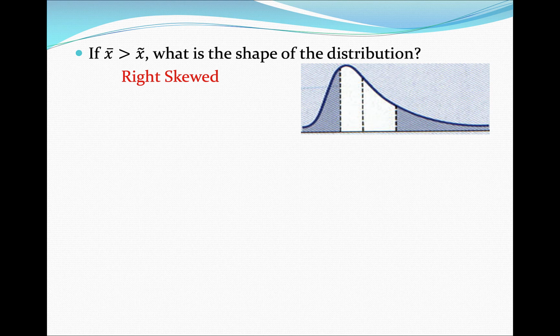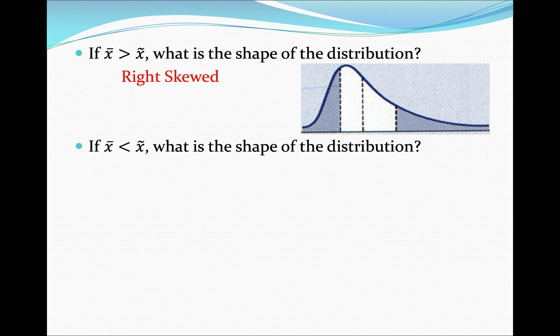The mean is always more affected by extreme values than the median. So the mean in a right skew distribution is going to be pulled more to the right than the median. So if you get a mean that's bigger, that means the mean must be being pulled because of a longer tail to the right, which makes that a right skew distribution. If x bar is less than x tilde, then it works just the opposite.